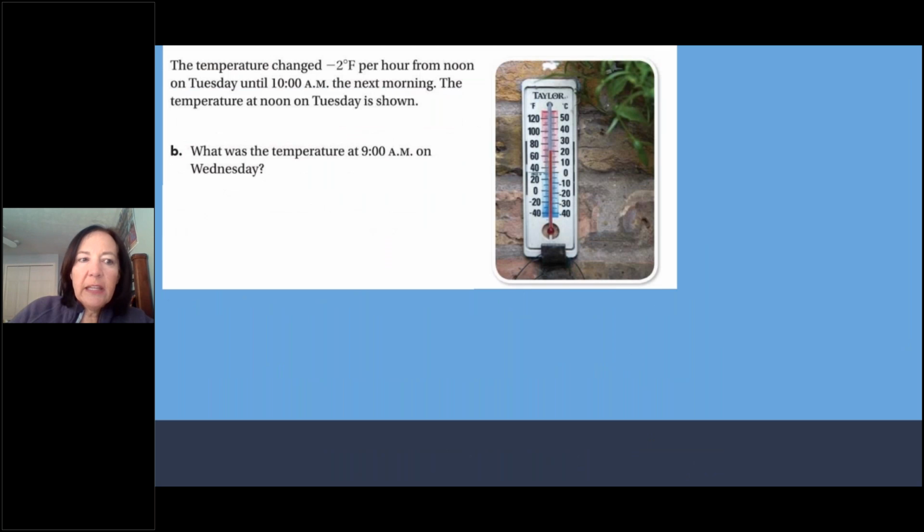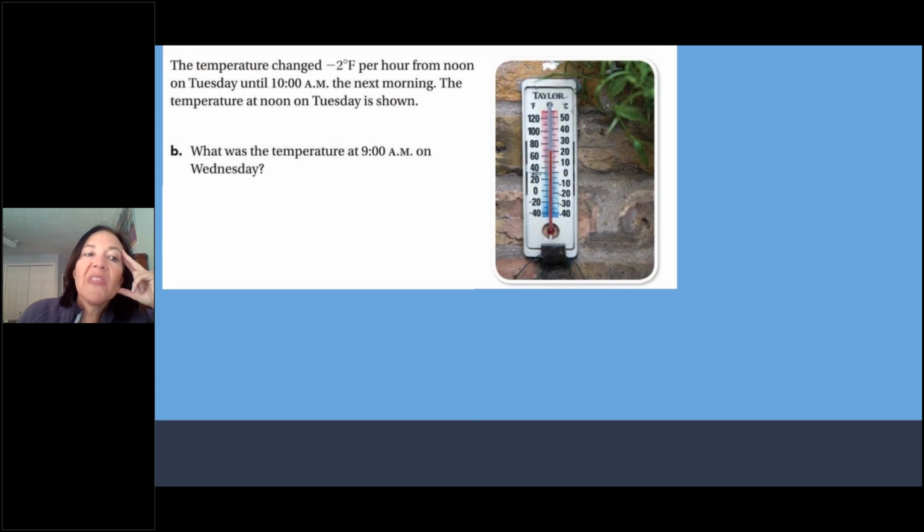The next one is really, really, really tough. So I'm going to help you set it up first, but then I want to see if you guys can solve it. Because the same problem, the temperature changed -2 degrees per hour from noon on Tuesday until 10 a.m.